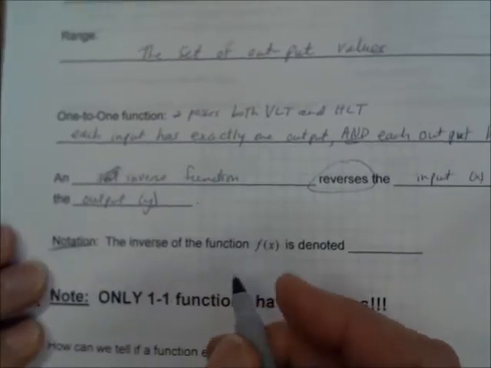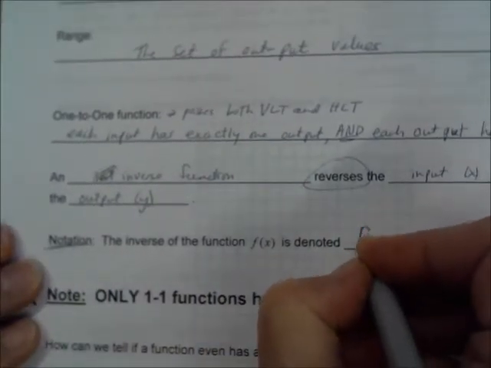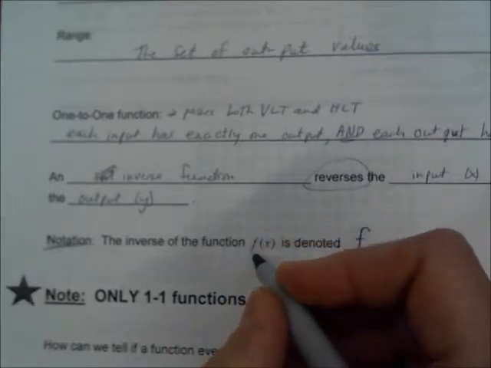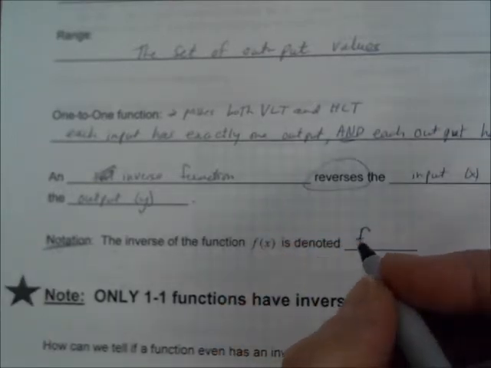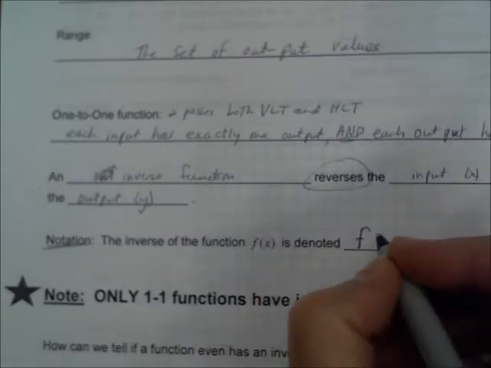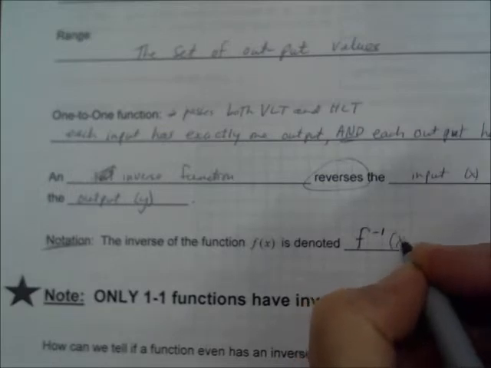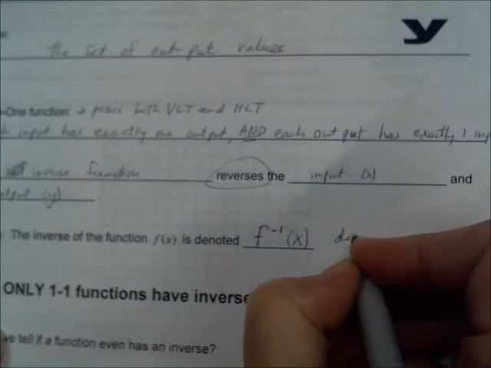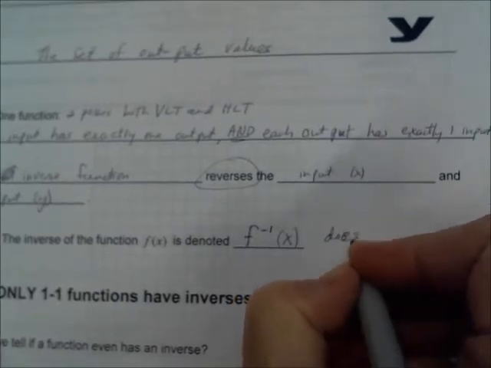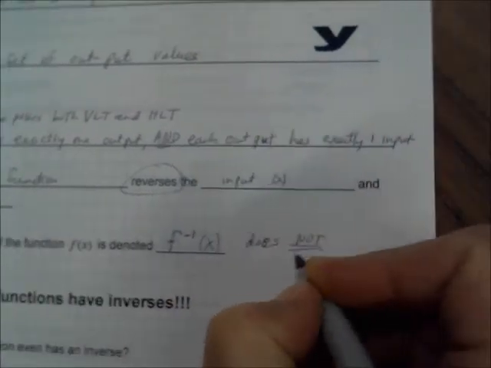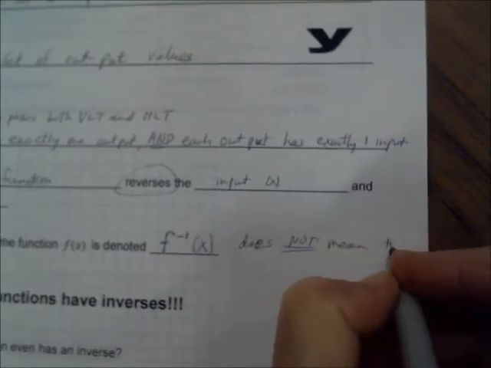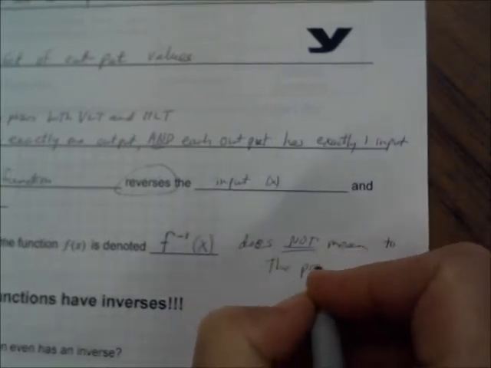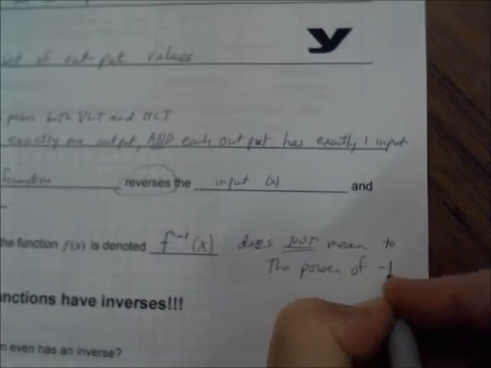The inverse of a function has a notation like this. You use the same letter, it doesn't have to be f of x, it could be g of x or whatever. But whatever the function is, you put f, and then in this exponent spot, you put a -1, then x. This is not an exponent.